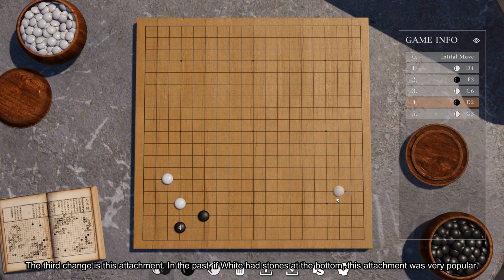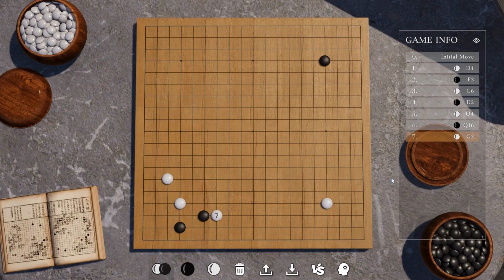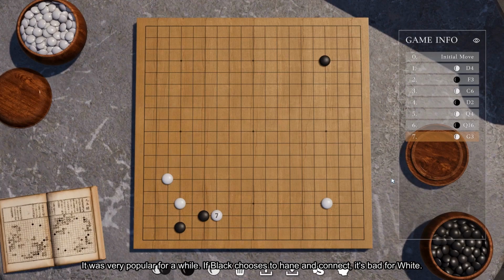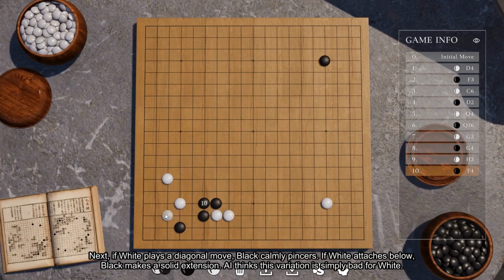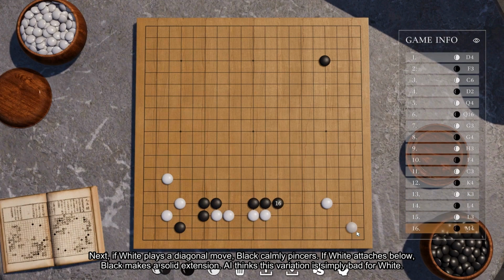In the past, if white had stones at the bottom, this attachment was very popular. It was very popular for a while. If black chooses to hane and connect, it is bad for white. Next, if white plays a diagonal move, black calmly pincers. If white attaches below, black makes a solid extension. AI thinks this variation is simply bad for white.